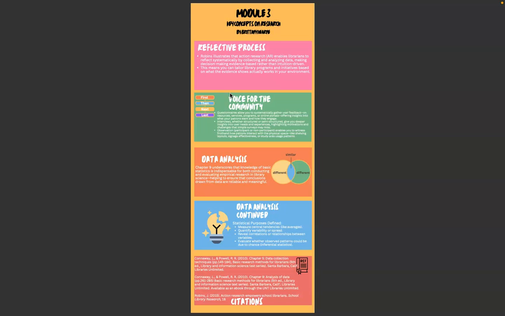So, as I thought of my key concepts, my first key concept, which came from the School Library Research, was reflective process. Robbins illustrates that action research, also known as AR, enables librarians to reflect systematically by collecting and analyzing data, making decision-making evidence-based rather than intuition-driven. And I found that this means you can tailor library programs and initiatives based on what the evidence shows actually works in your environment. So as they say, nobody knows what works for you but you.